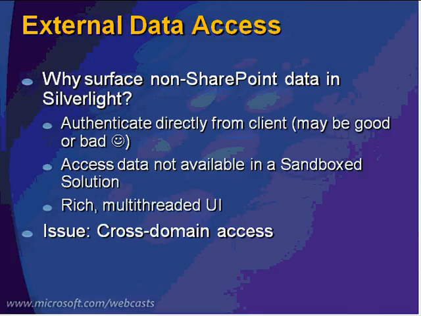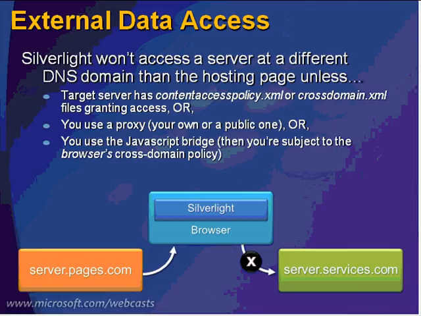The only caveat is if I ever want to do cross-domain access. What I'm talking about here is actually the DNS domain of the website. If my page is on foo.com and I want to access a data source on bar.com, out of the box, I can't do it. This is because of the possibility of cross-server Silverlight attacks or scripting attacks, the same as a cross-site scripting attack. We needed to prevent those.